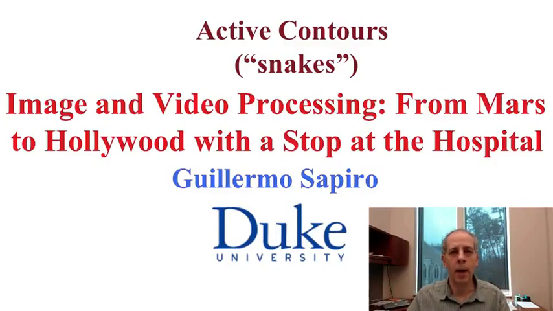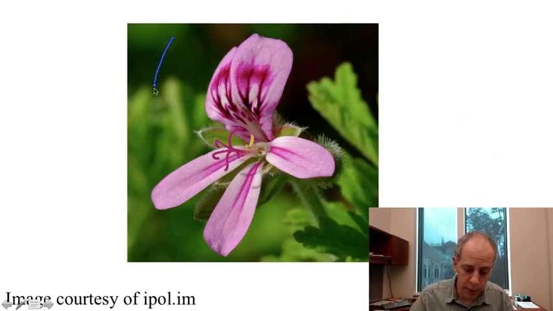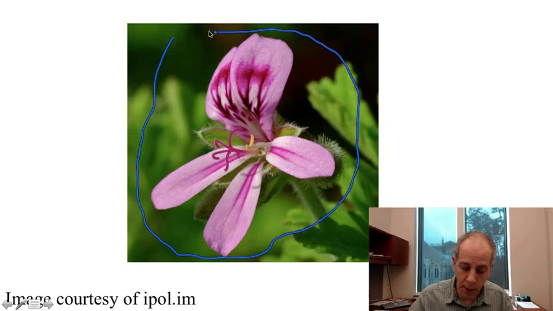Hello and welcome back. Active contours, also called snakes, are very important in image and video processing. They appear in a number of commercial products and are very useful for numerous image and video segmentation tasks. Let me illustrate the basic concept behind active contours. The idea is that you start from one or multiple curves. For example, I'm going to draw a curve that surrounds the flower, which is my object of interest.